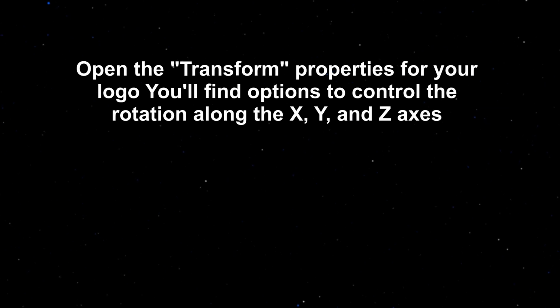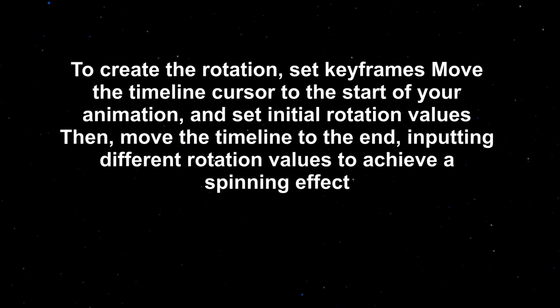Open the transform properties for your logo. You'll find options to control the rotation along the X, Y, and Z axes. To create the rotation, set keyframes. Move the timeline cursor to the start of your animation and set initial rotation values. Then, move the timeline to the end, inputting different rotation values to achieve a spinning effect.